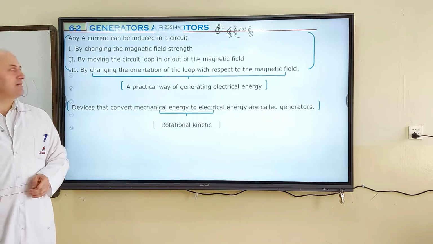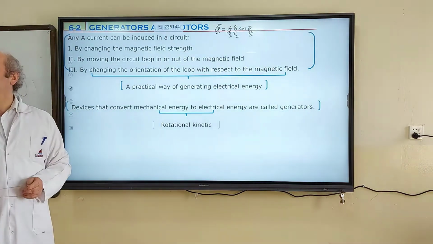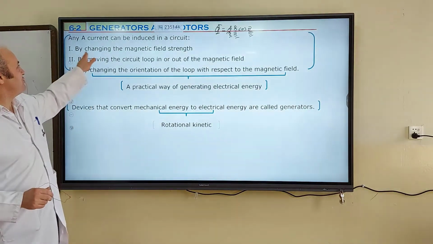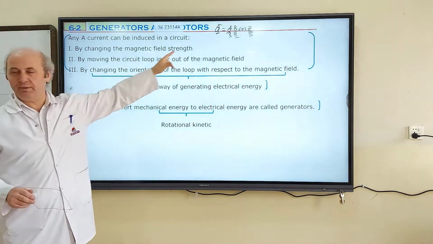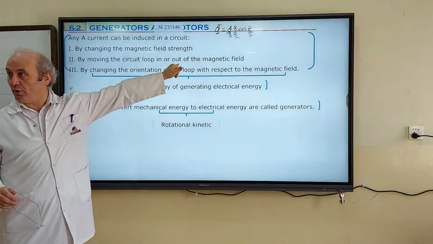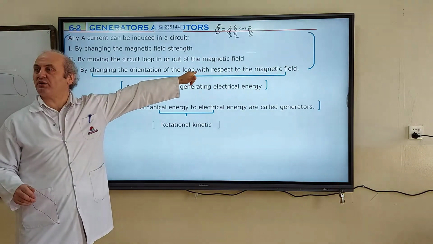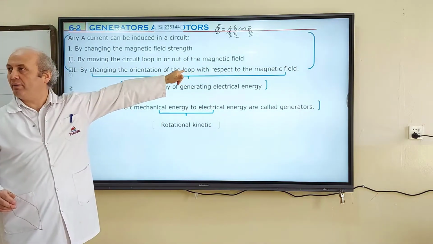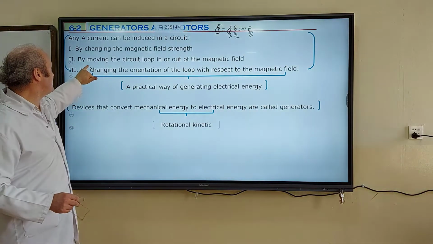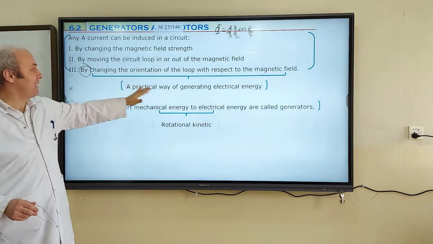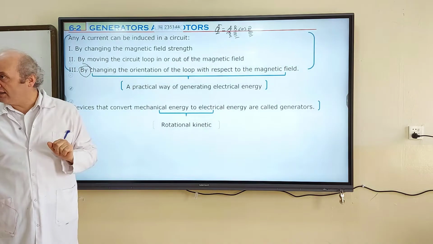Which one is the practical way for generating electrical energy? A, changing the magnetic field strength. B, moving the circuit loop in and out. C, changing the orientation of the loop with respect to the magnetic field. D, none of them. Which one? C. This is the practical way of generating electrical energy.